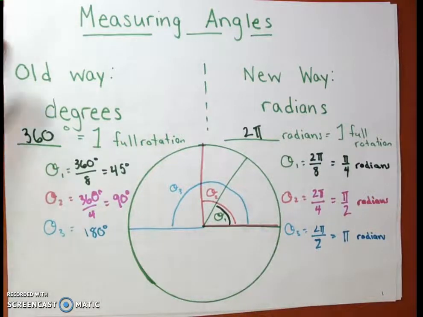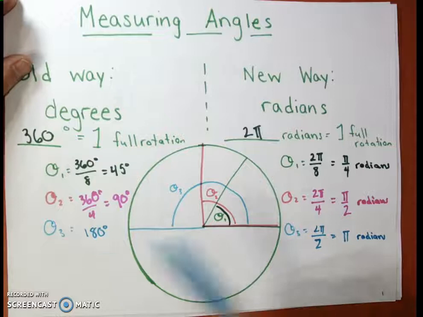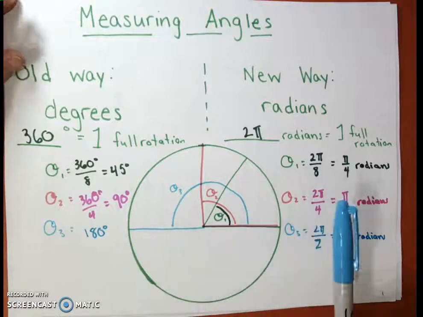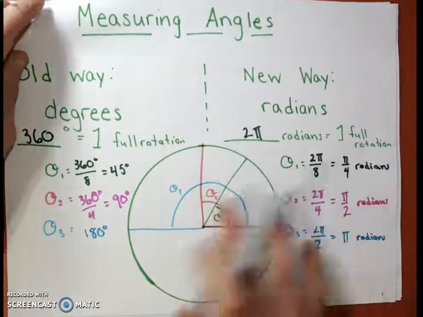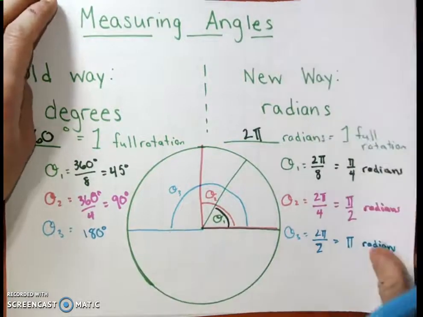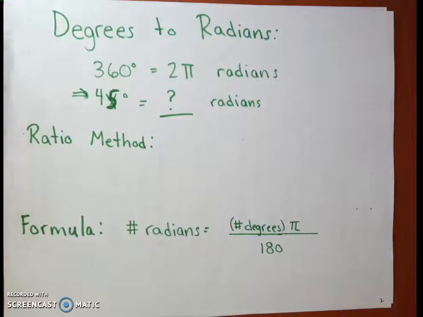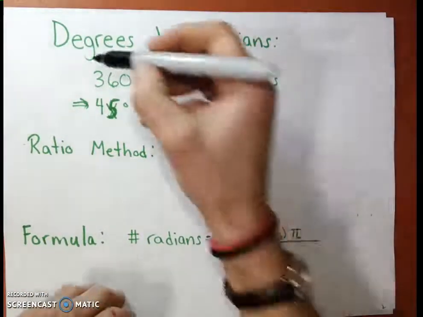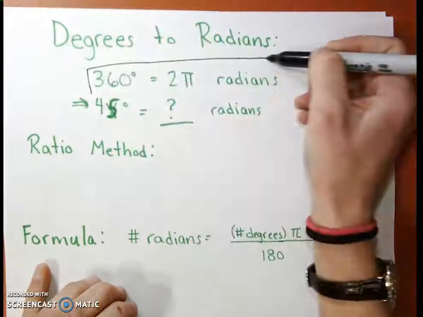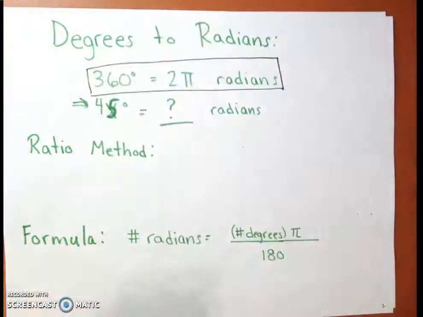So the next thing we want to be able to do with this is to convert back and forth between radians and degrees in a systematic way where we might not necessarily have the picture. Maybe all we have is some numbers. So let's go ahead and do that. So again, our main tool is just that 360 degrees is the same as 2 pi radians.